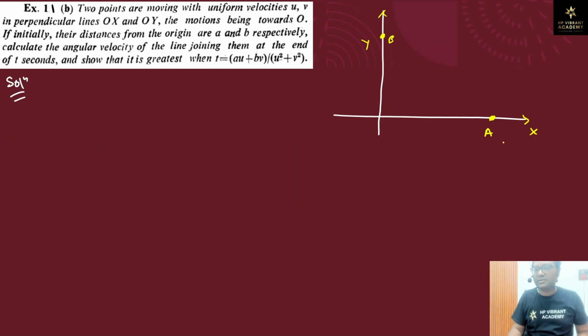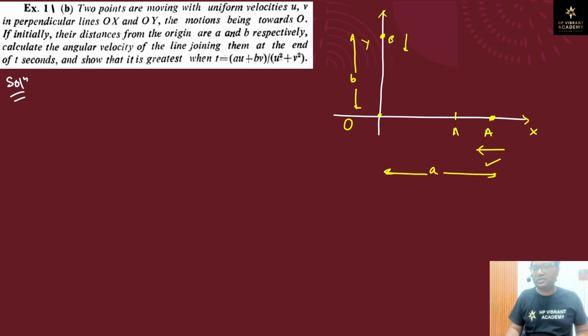The 2 points are moving with uniform velocities u and v along the perpendicular lines Ox and Oy, the motion being towards O. So the velocity is along this particular direction, because it is towards O. Initially the distances from the origin are a and b. Calculate the angular velocity of the line joining them at the end of t seconds.